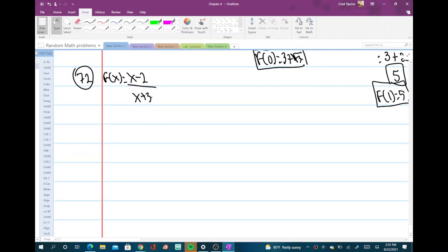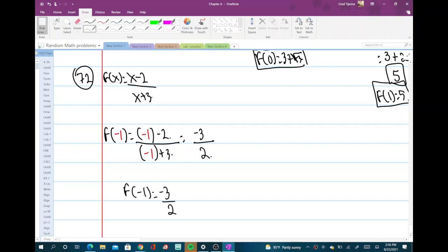Okay, so number 72, I'm going to do f of negative 1, f of 0, and f of 1. So f of negative 1, we have negative 1 minus 2 over negative 1 plus 3. So negative 1 minus 2, that's negative 3. And then negative 1 plus 3, that's just 2. So we know that f of negative 1 equals negative 3 halves.